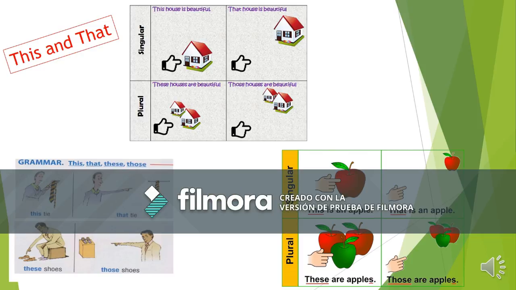This and that. Examples. Singular: this house is beautiful. That house is beautiful. Plural: these houses are beautiful. Those houses are beautiful. Grammar: this, that, these, those. This tie, that tie, these shoes, those shoes. Singular: this is an apple, that is an apple. Plural: these are apples, those are apples.